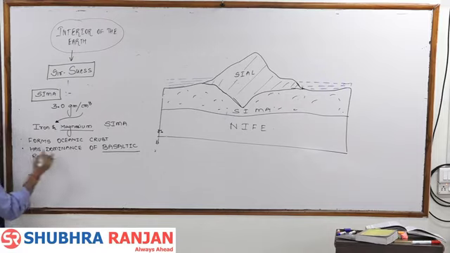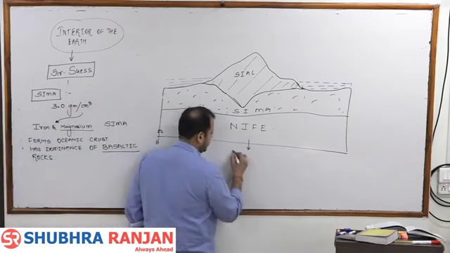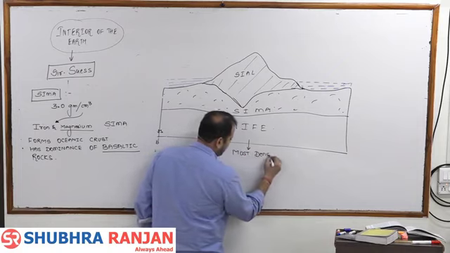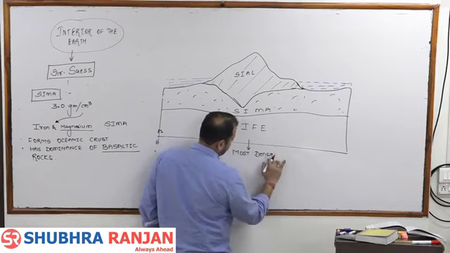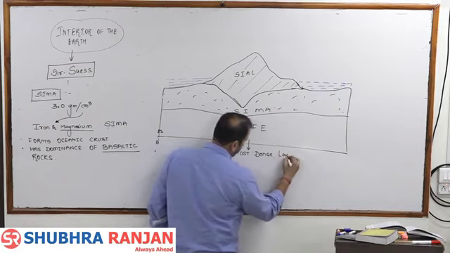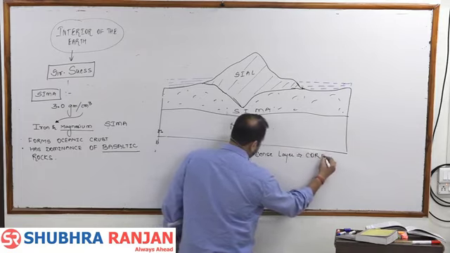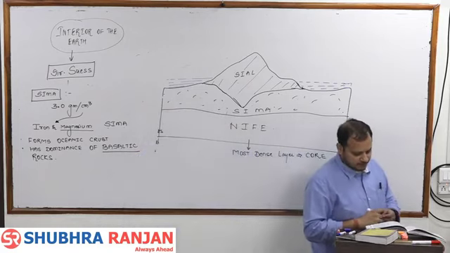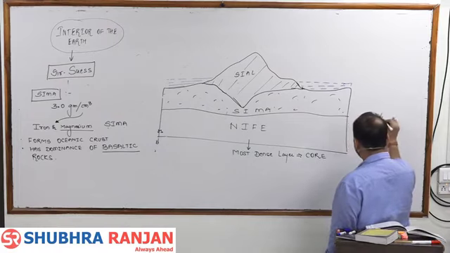Nife is the most dense layer which forms the core, having an average density of 11 grams per centimeter cube.